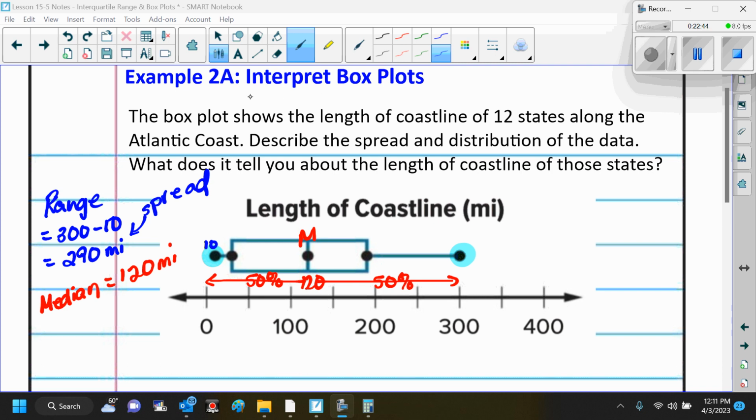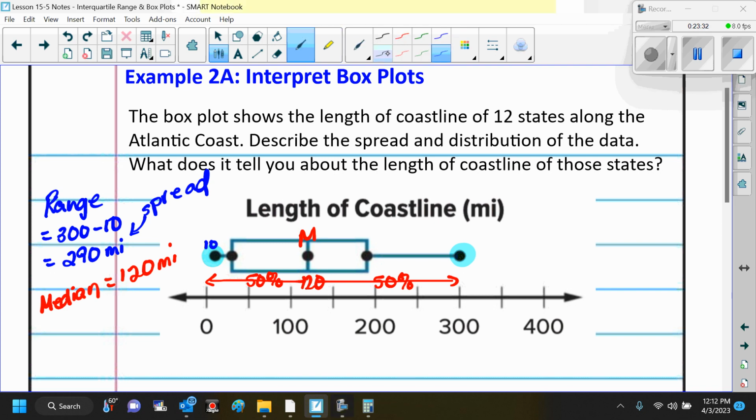So if you look at the data, if you look at each one of the sections, okay, we've got a section here, a section here, a section here, a section here. You can see that the sections where the numbers are closer together mean that we have less variation. That means the lengths of the coastline are similar down here on the lower end, and then there's more variation. That means they're more spread apart in the upper half. I mean in the upper 3/4 of the data.